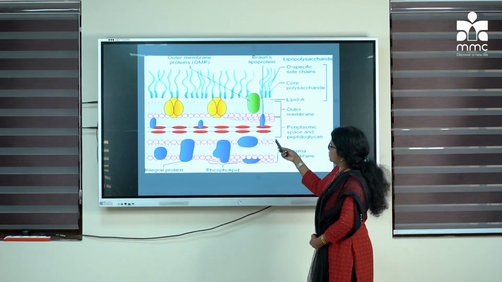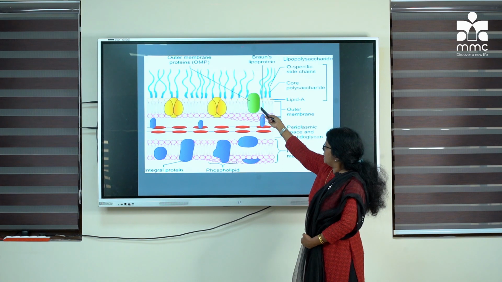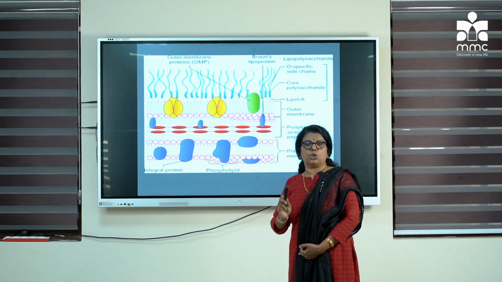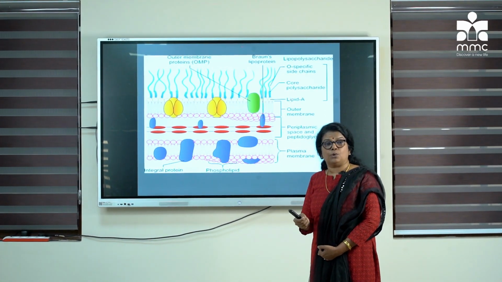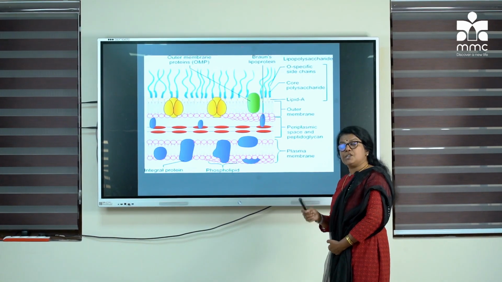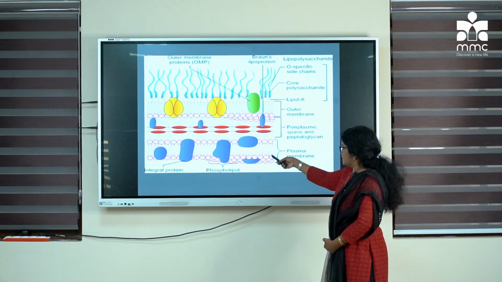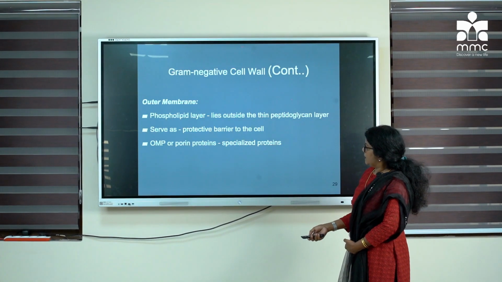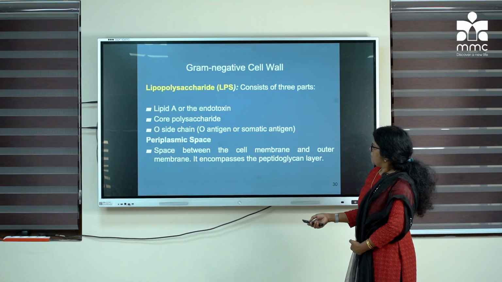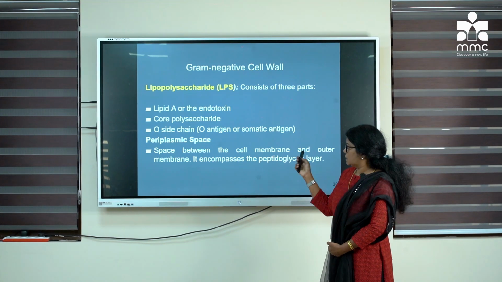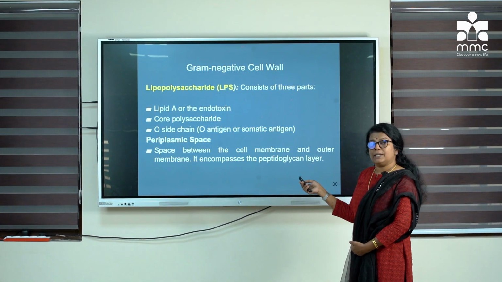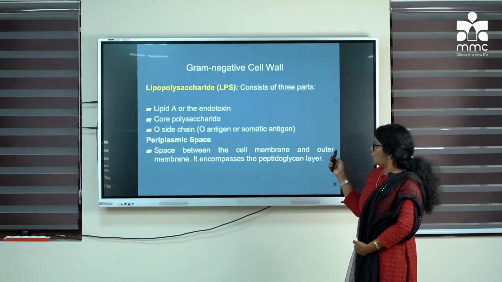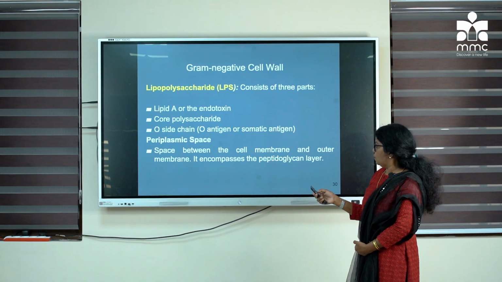And apart from that, you can have another protein known as outer membrane protein, which is also seen on the outer membrane layer. This also has got a vital role. This outer membrane protein helps the exchange of molecules. And this one is the plasma membrane. So that is about the cell wall of the gram-negative bacteria. Okay. So lipopolysaccharide, very important. It has got 3 components: lipid A, core polysaccharide, and O side chain, otherwise known as somatic antigen or O antigen. Then periplasmic space also is there.